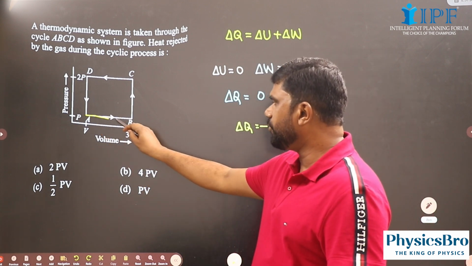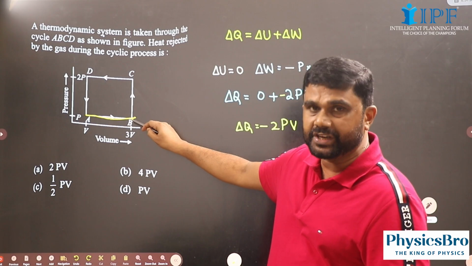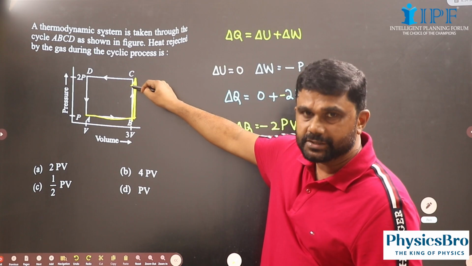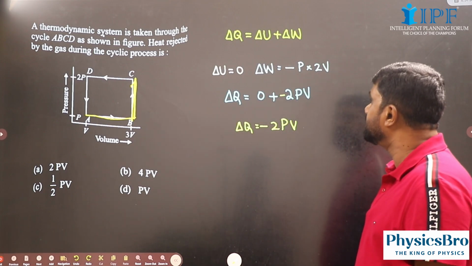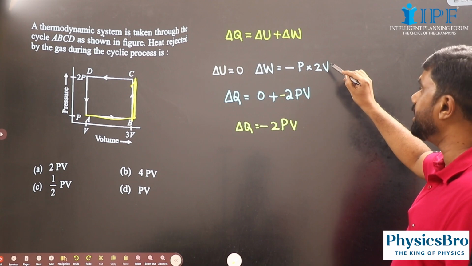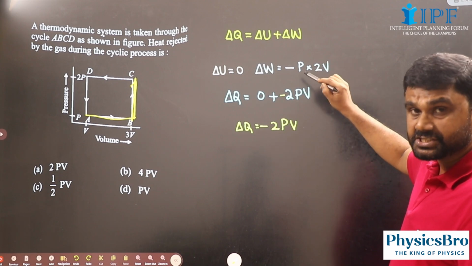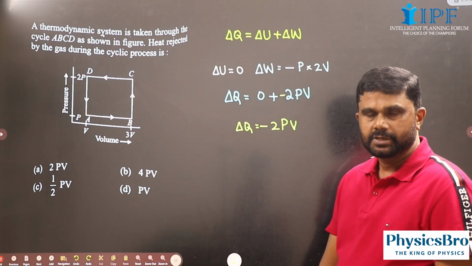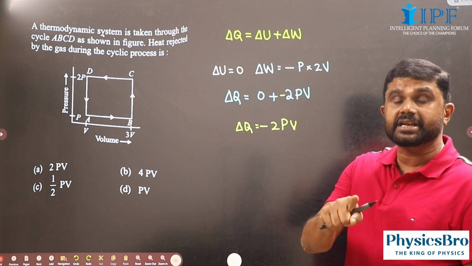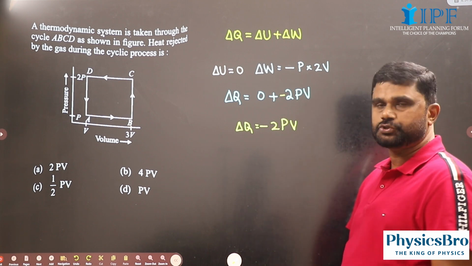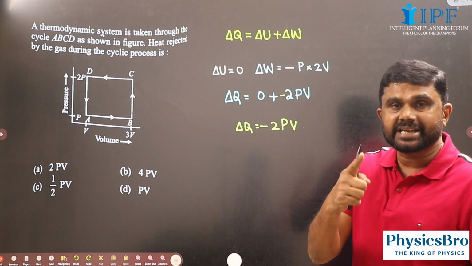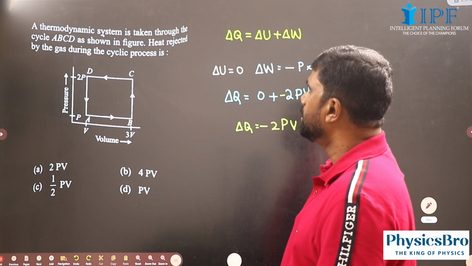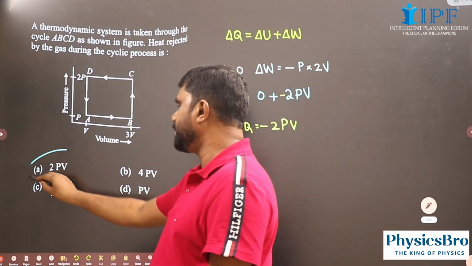See, the change in volume is from V to 3V, that is 2V. And this is from P to 2P, that will be P. So the work done will be P into the change in volume, 2V. As the area is traced counterclockwise, work done is negative, so minus 2PV. As delta U equal to 0, delta Q equal to delta W, and it is minus 2PV. So delta Q negative means heat is released by the system. The heat rejected by the system is 2PV.